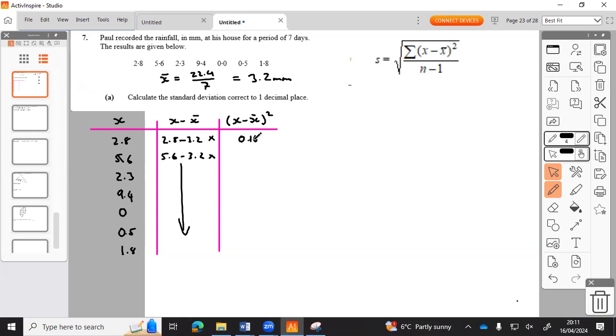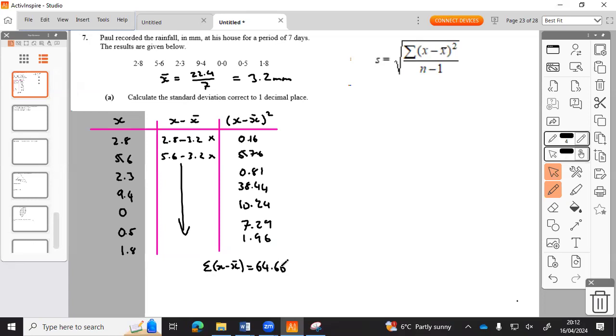So 0.16, 5.76, 0.81, 38.44, 10.24, 7.29, 1.16. And the sum of all those added together. That wee symbol there, it looks like a crazy capital E, just means sum of, adding all those numbers together. That is going to give me the value of 64.66.